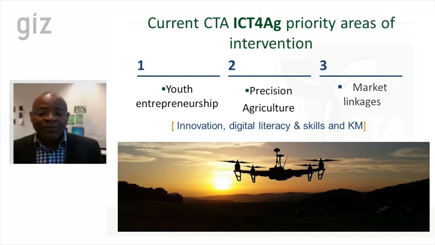At CTA, in the ICT for Ag program, currently we have three areas of activities. We have, first of all, youth entrepreneurship in ICT for Ag, and I will explain that. We have precision agriculture, where we work, for example, on drone services to support cooperatives and maybe bigger farmers to benefit from the opportunities that can be leveraged through that technology. And we have also market linkages, so activities that can support access to market.